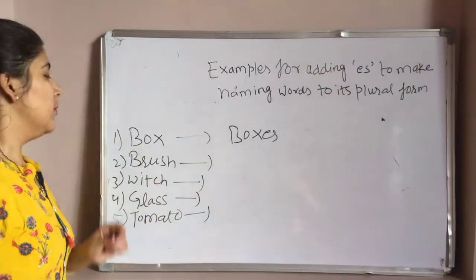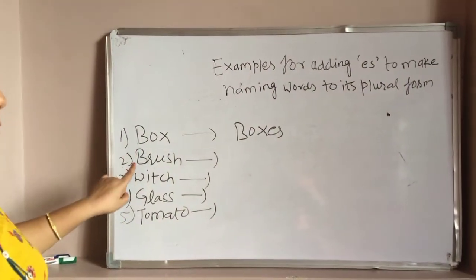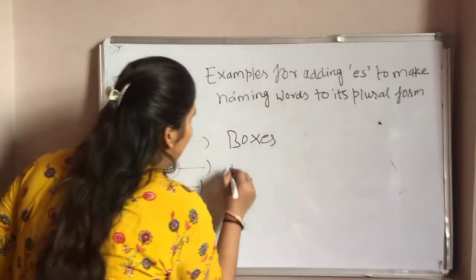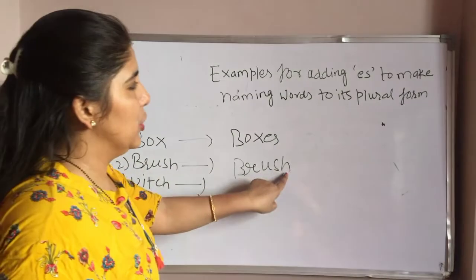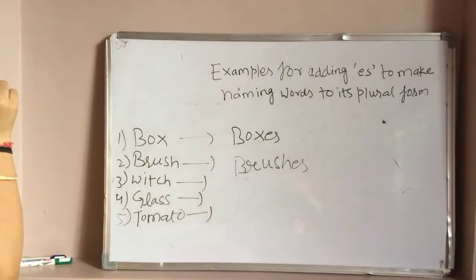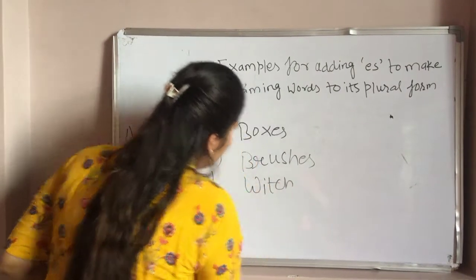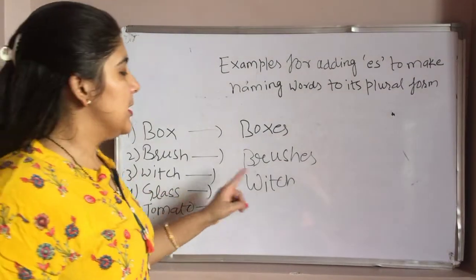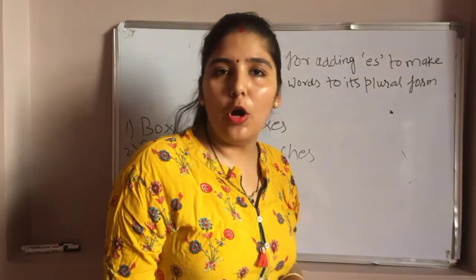Okay. Now second is brush. Brush is a singular form. Now make it plural. What do we do? We add es here. How? Brush, B-R-U-S-H. Then sh. So we add es here to make it plural form. Okay children? Next, which. Which is a singular form. Now make it plural. What do we do? As we studied ch, then what do we add? Es here to make it plural form.